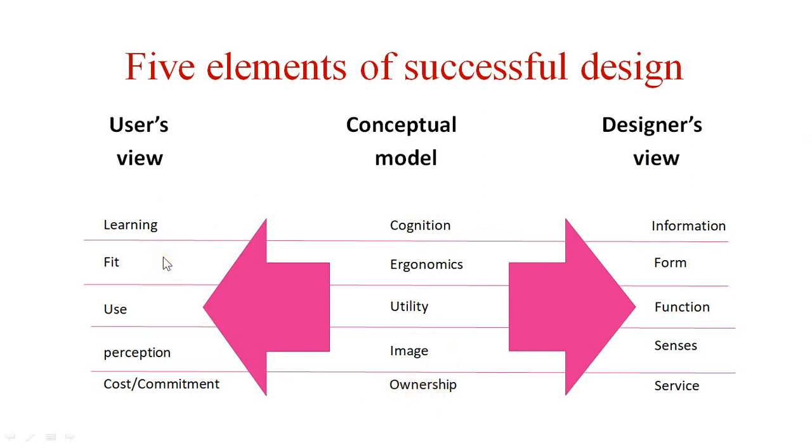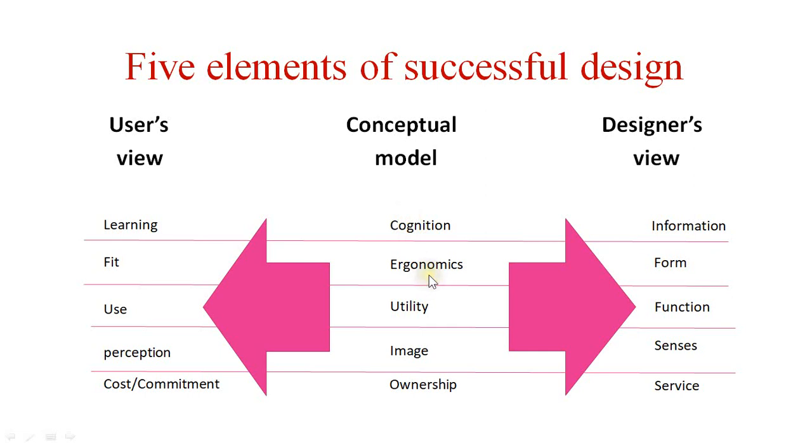From the user's point of view and the designer's point of view, when they get together they will produce a conceptual model. Whenever we design a product, for the success of that product, the design should be successful. For that purpose, these five elements are very important, and from both the user's view and the designer's view we will get a conceptual model for this successful design.